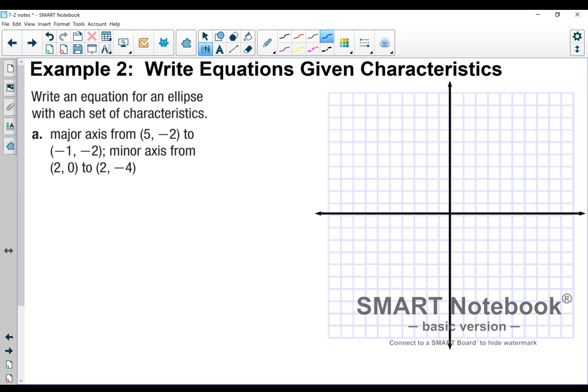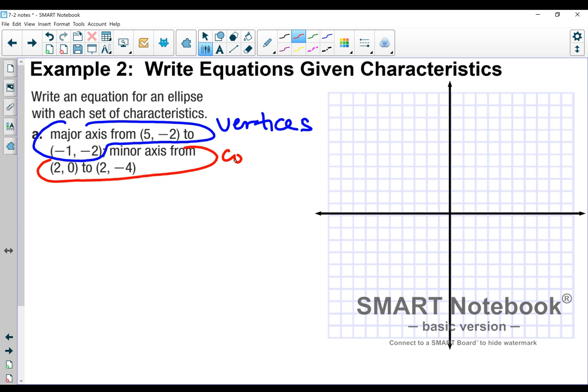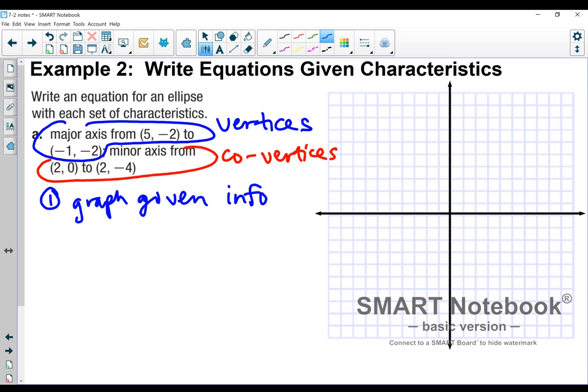So they're giving me major axis points, minor axis points. So a major axis is from here to here. That's giving me my vertices. When they tell me about the minor axis, that's giving me those co-vertices. So let's go ahead and just start by, I always do it this way, I always start by graphing the info we have. Because we're going to be able to just draw the ellipse after we do this, and then we can kind of think about what else we need. So 5, -2.